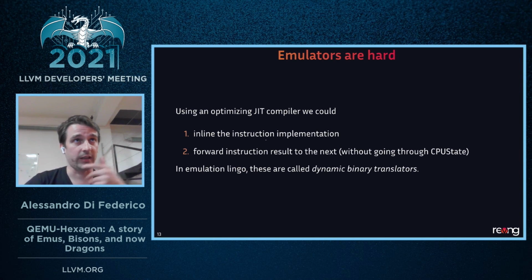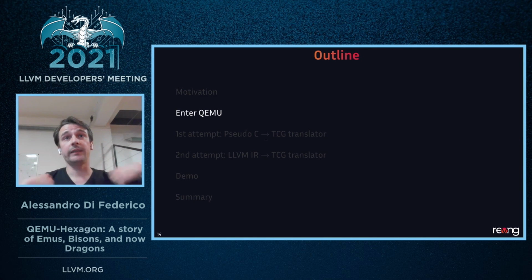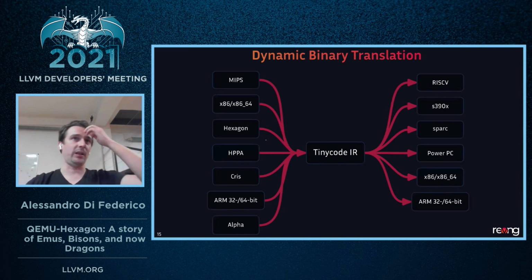This kind of JIT is called, in emulation lingo, a dynamic binary translator, and guess what? QEMU is a dynamic binary translator. Internally, QEMU is pretty much similar to a compiler.